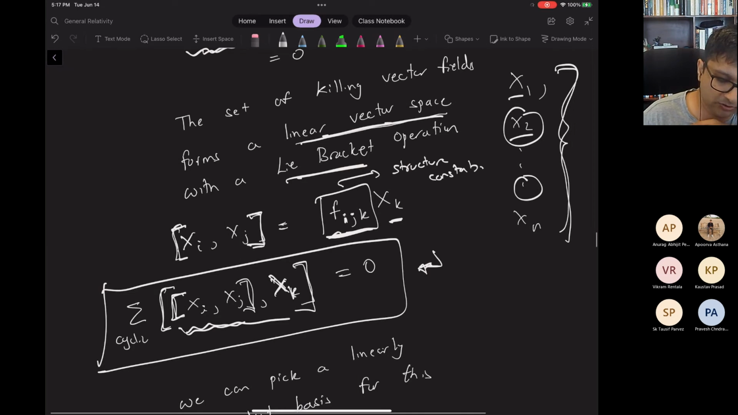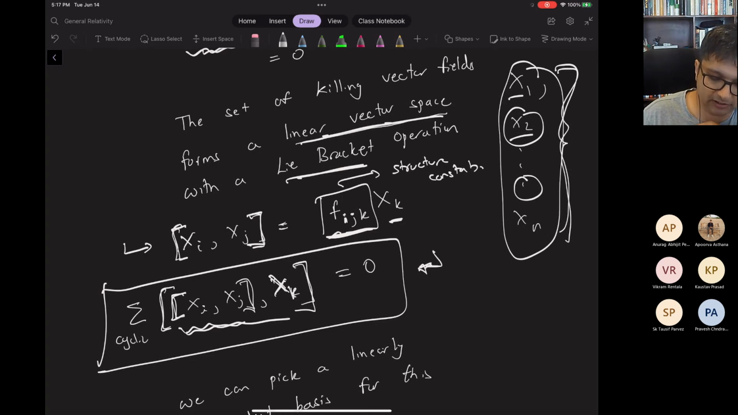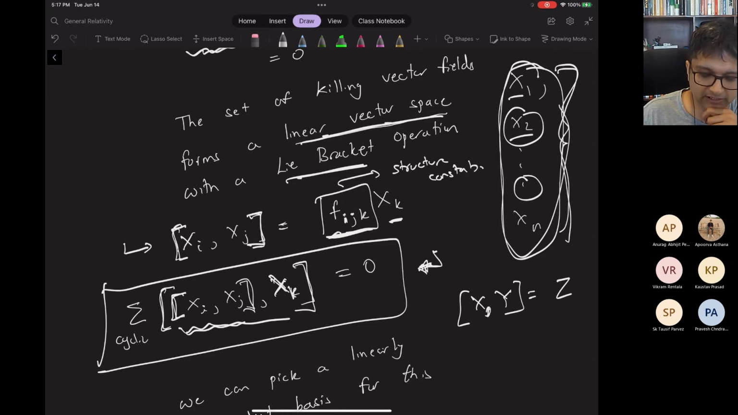So there's a vector space of these Killing vector fields. There's a Lie bracket which is defined on them, which satisfies these two properties: that this Lie bracket belongs to this space, and the Jacobi identity. In general, it's not necessarily true. If I take two vector fields X, Y, then I will get a third vector field, there's no doubt about that. But the fact that it belongs to the same restricted space, that's the interesting thing, that it belongs to the set of Killing vector fields.